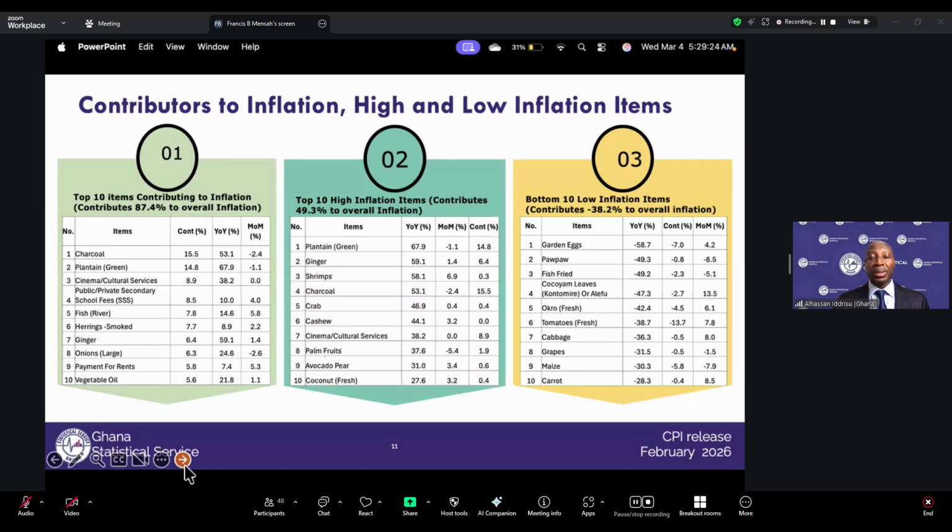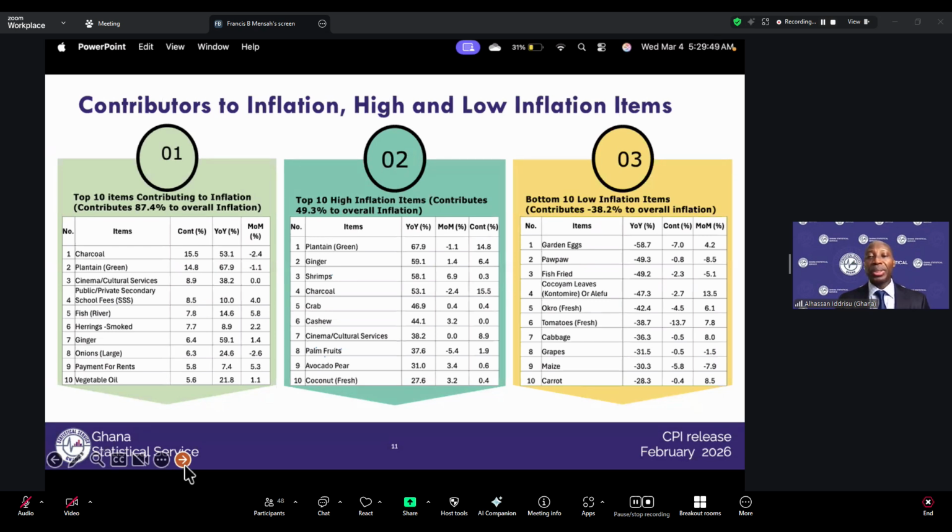You have public and private secondary school fees, which contributed 8.5%. And then river fish, which contributed 7.8%. So like I said, just these 5 items contributed 55.5% to the overall inflation of 3.3% in February 2026. This means a small number of items and regions drive most of the price movement.